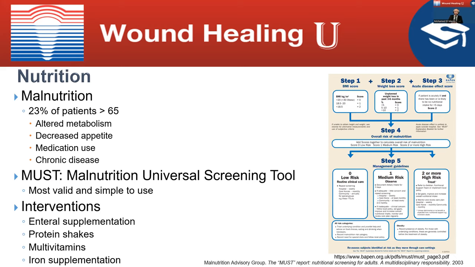One important tool I wanted to get your attention to is that assessment and screening of those patients is very important. There is a very valuable tool called the Malnutrition Universal Screening Tool. On this chart on the right side, there are multiple steps from step one to step five. I won't go into details, but this is a valuable tool to use while you are assessing malnutrition for all of those patients.